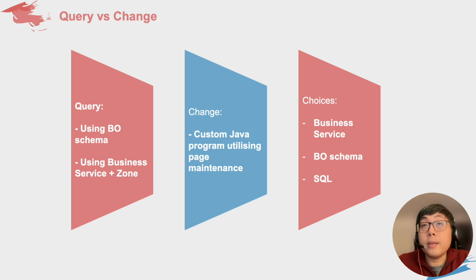The second category is to change the data. If we want to perform operations on data, for example insert, update, or removal, we could use a business service to do that. But I would like to discuss the pros and cons of each of the options. So first of all, let's look at query. On query, as I said, you can use the metadata business object schema.